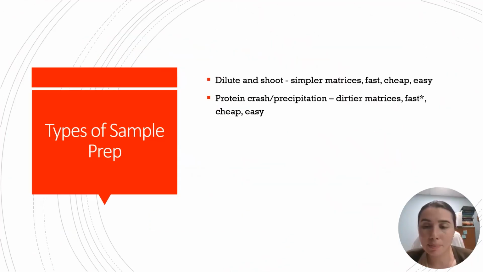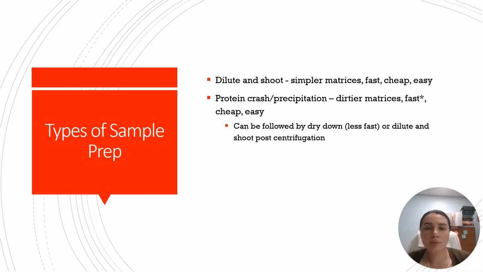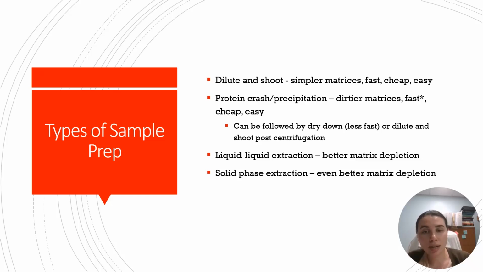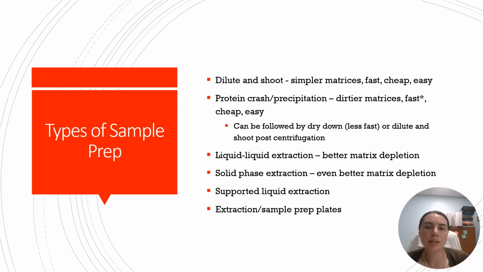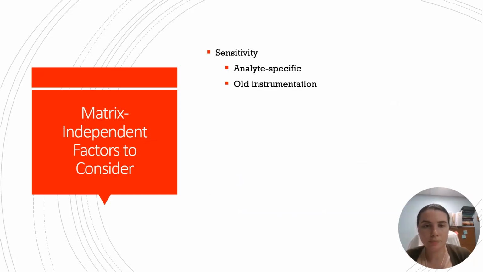So what are the kinds of sample preps that you may see out there? So you have dilute and shoot, and this is for simple matrices. It's fast, it's cheap, it's easy. Protein crash and precipitation for dirtier matrices, it's still fast and still cheap and easy. You can follow this protein crash by dry down, which makes it a little less fast, or dilute and shoot post-centrifugation. Liquid-liquid extraction leads to better matrix depletion. Solid phase extraction, even better matrix depletion. You can use supported liquid extraction and extraction sample prep or plates for 96 well formats.